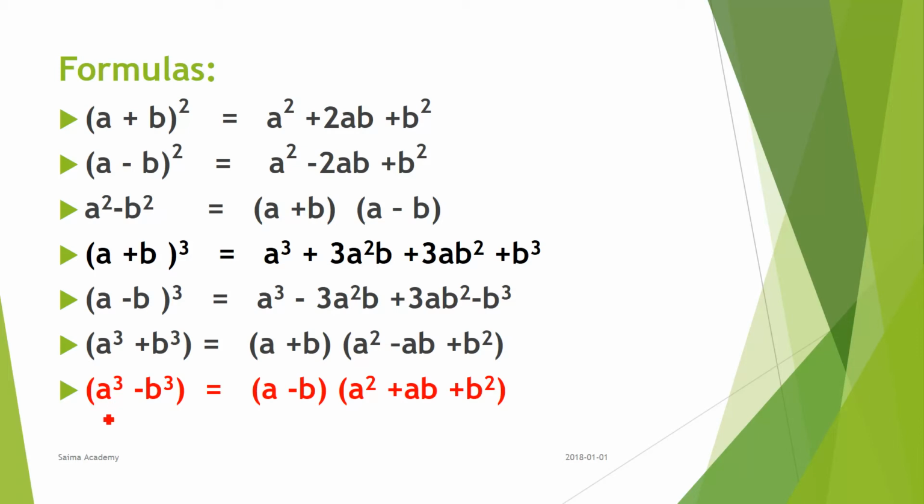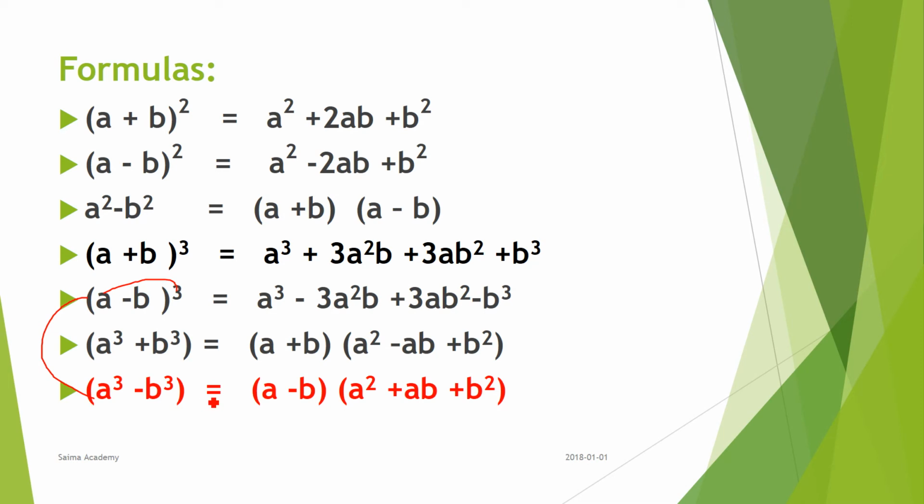Before we start, I will show you the difference between these two formulas, right? This is a minus b whole cube. Whole cube means the cube belongs to both a and b, and when you expand it, it is equal to a cube minus 3a square b plus 3ab square minus b cube. So this is totally different from a cube minus b cube. There is a difference between these two formulas.